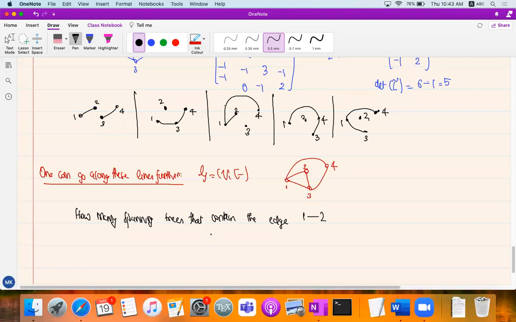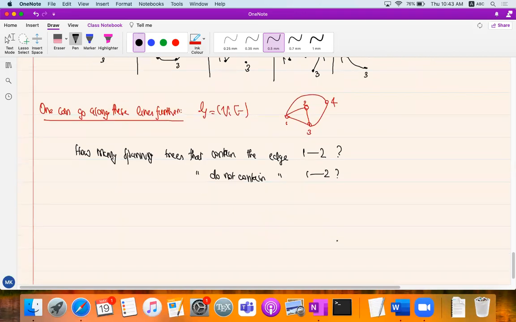Or I can ask how many spanning trees do not contain the edge 1 to 2. I can ask that question. Or I can ask how many spanning trees contain 1, 2 and also 3, 4. How many spanning trees are there? In this specific example, you can work it out. But how can we solve such problems?